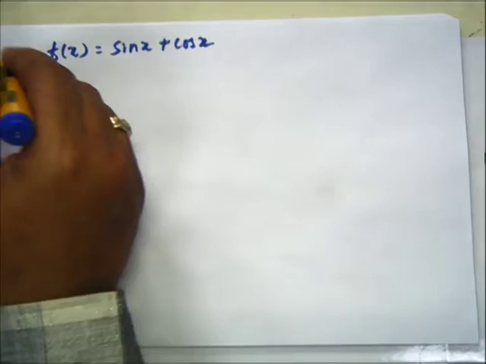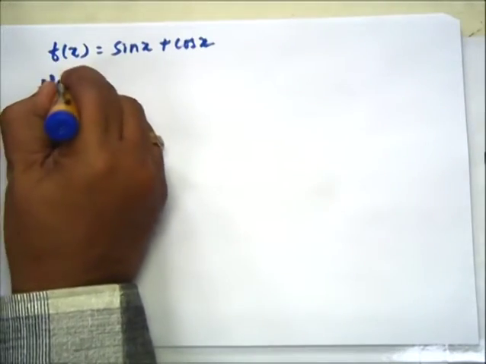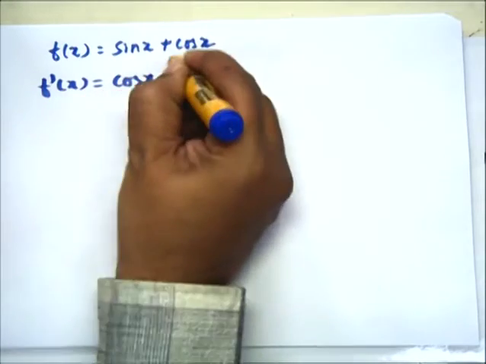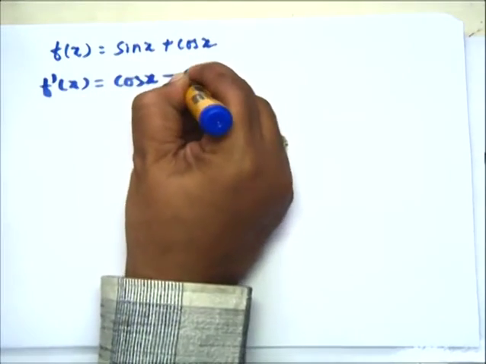Here we are taking the trigonometric function. Previously we have taken a polynomial, then a logarithmic function. Now we are taking a trigonometric function. So for each type of function we can find the maximum or a minimum value. The procedure is the same. First we'll find f dash x. So f dash x is the derivative of sin x, which is cos x, and the derivative of cos x is minus sin x.